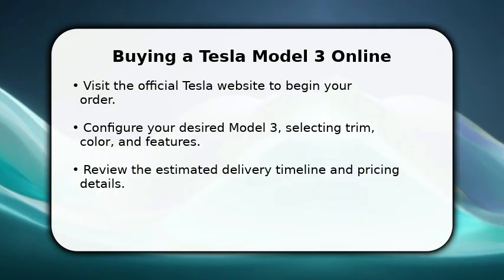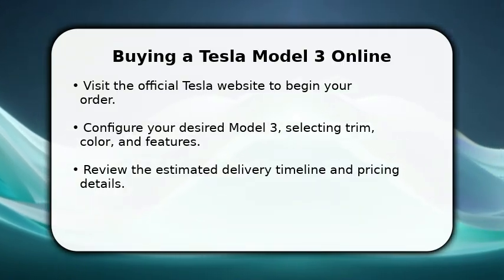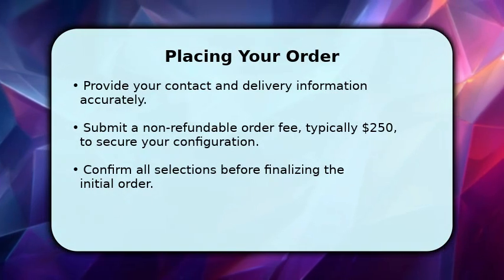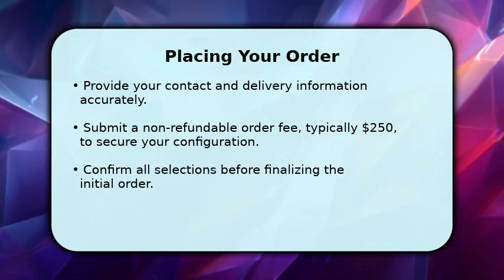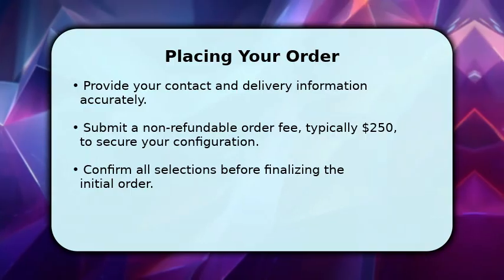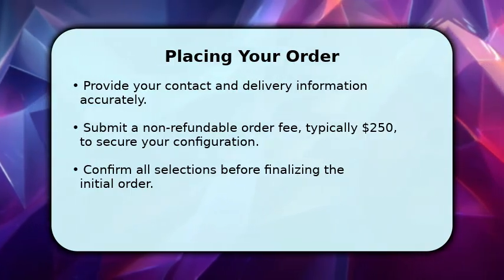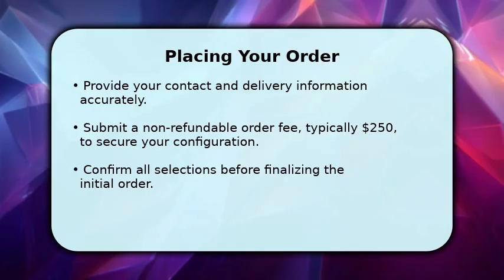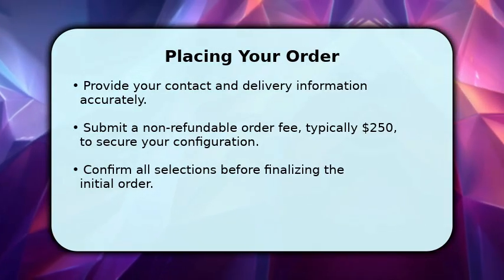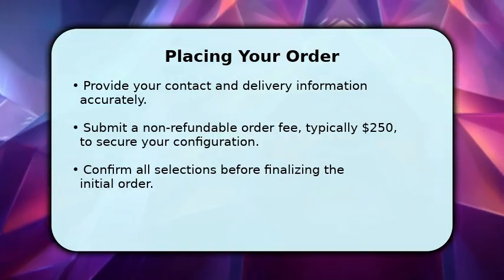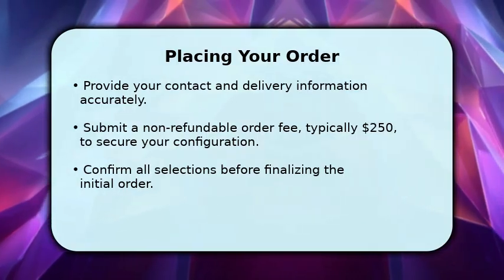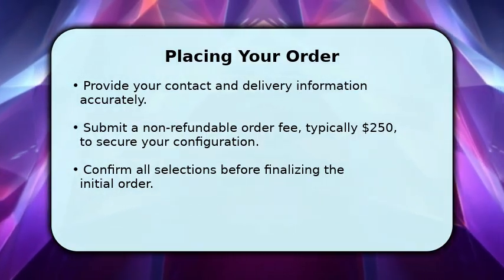Pay close attention to the estimated delivery window and the total price as you build your perfect vehicle. Once your Model 3 is configured, you'll proceed to enter your personal and delivery details. This includes your name, address, and contact information. A small, non-refundable order fee, usually around $250, is required to place your order and reserve your spot in the production queue. Double-check all your selections carefully before confirming your order to avoid any future changes.